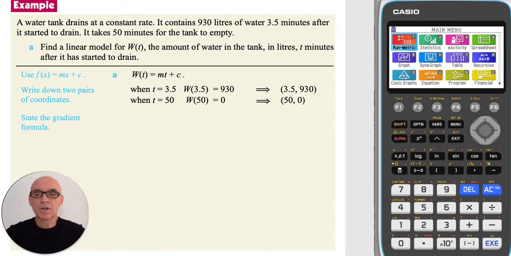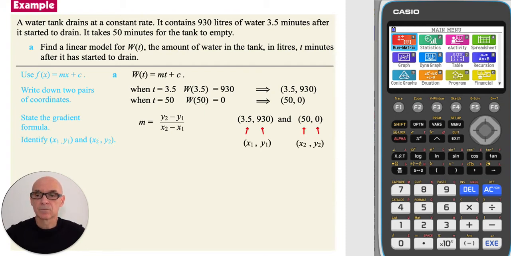Using method 1, coordinate geometry, we would next state the gradient formula, which is given on page 5 of your formula booklet. Identifying the points and substituting them into the gradient formula gives a gradient m of -20. This means that the water is draining at 20 litres per minute.